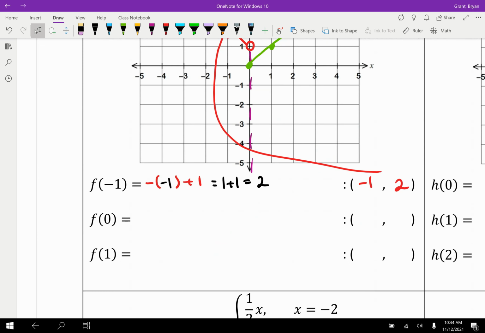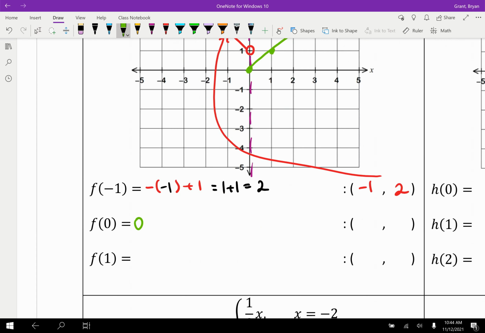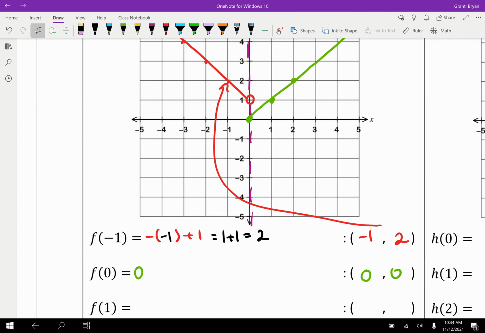So to find f of 0, it just says take x and replace it with 0. There's no other math to do. That's pretty easy. So when you substitute in 0, you get 0 as an answer. And so can we see that (0, 0) is on our graph? That's a nice way to check to make sure we're doing everything correctly. Let's try our last one.